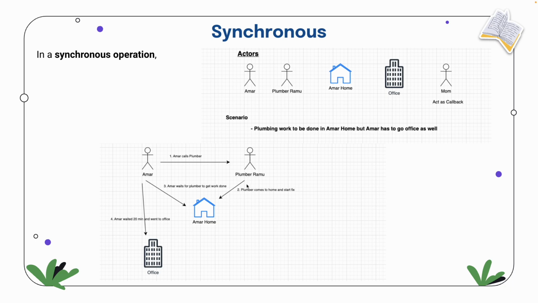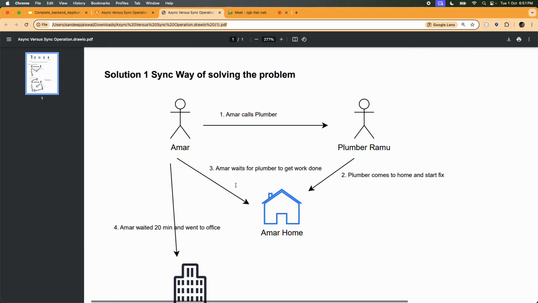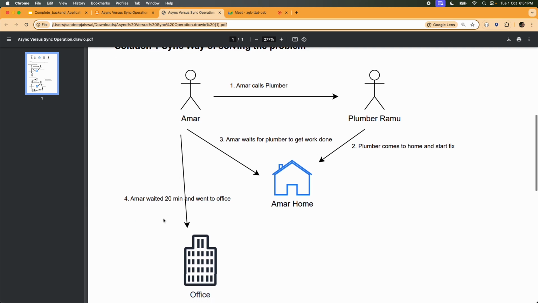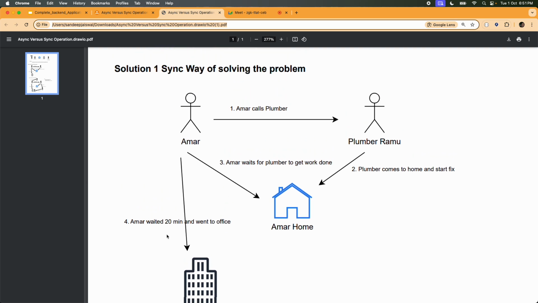Till he is fixing, let's suppose the plumber is taking 5 minutes or 10 minutes or 20 minutes. Till then, what are you doing? You have to go to office, but you are not going. You are waiting for the plumber to get the work done. Once the plumber has completed the job, after waiting 20 minutes, you go to office. So you are simply waiting 20 minutes, wasting your time while the plumber is fixing the pipe leakage in your house.